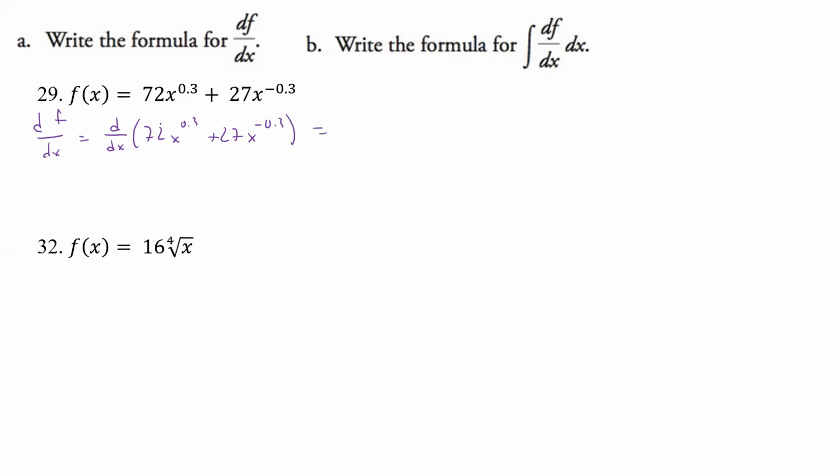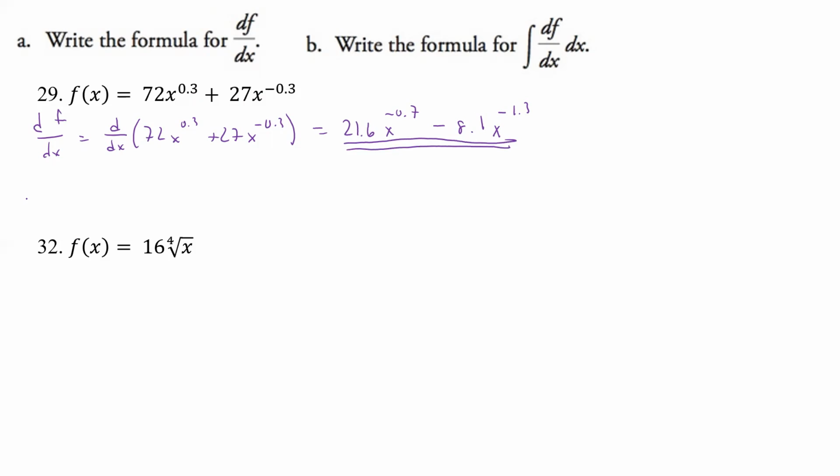And so that's going to give us what? Well, we're going to bring down the exponent. So 72 times 0.3, we get 21.6 x. Subtract off 1, that's going to be to the negative 0.7. Now we have a 27 times 0.3. That gives us 8.1, so it's going to be a negative 8.1 x to the negative 1.3. Okay, and so that is our derivative.